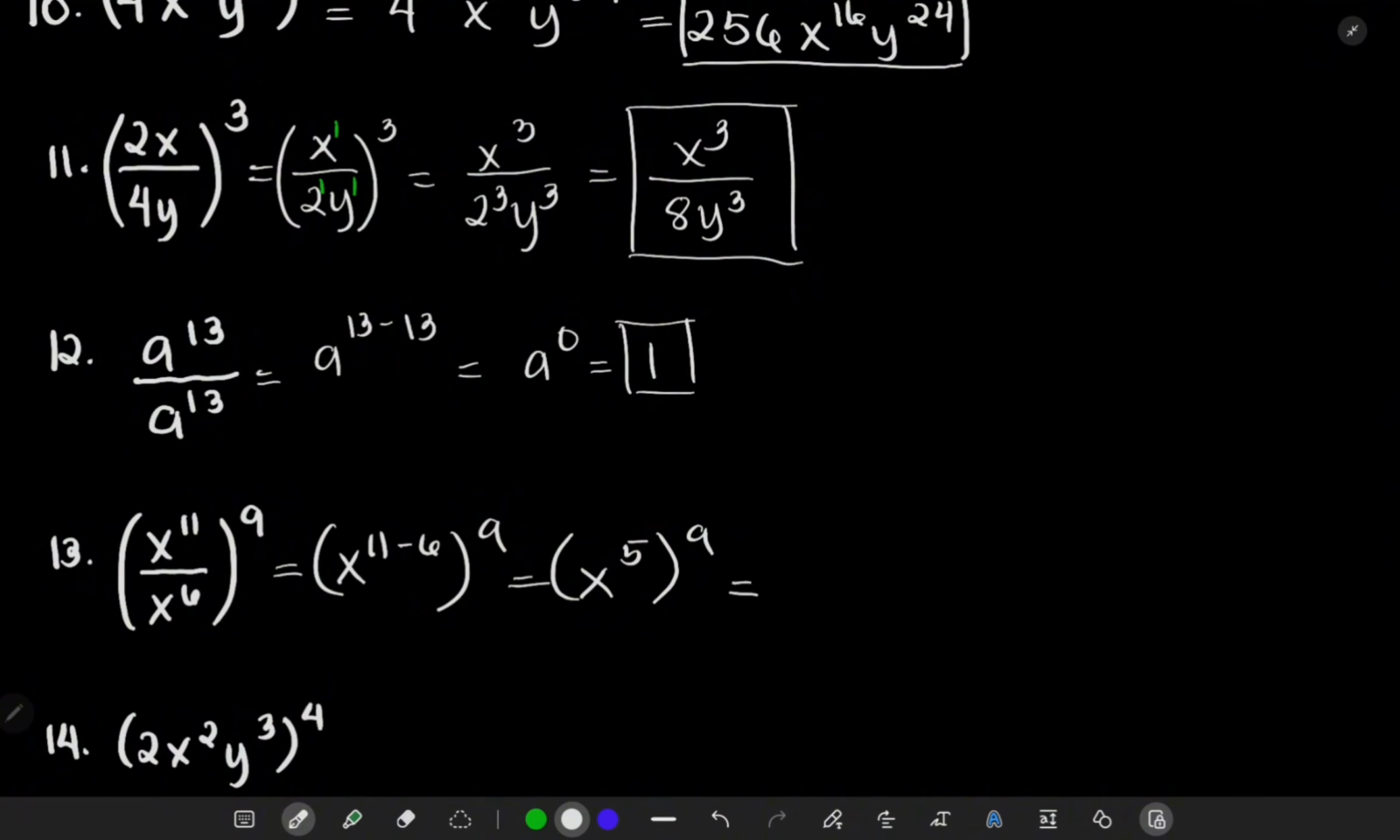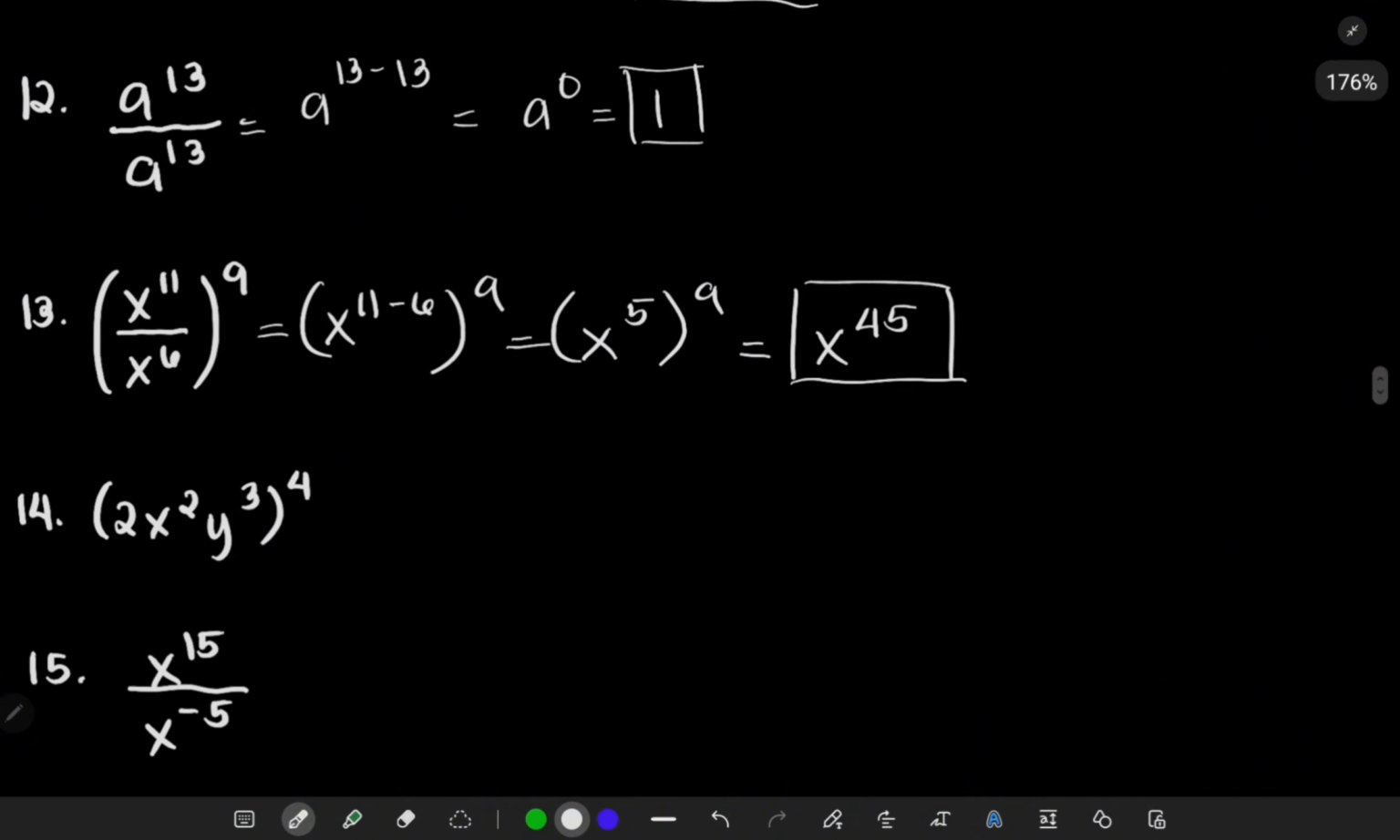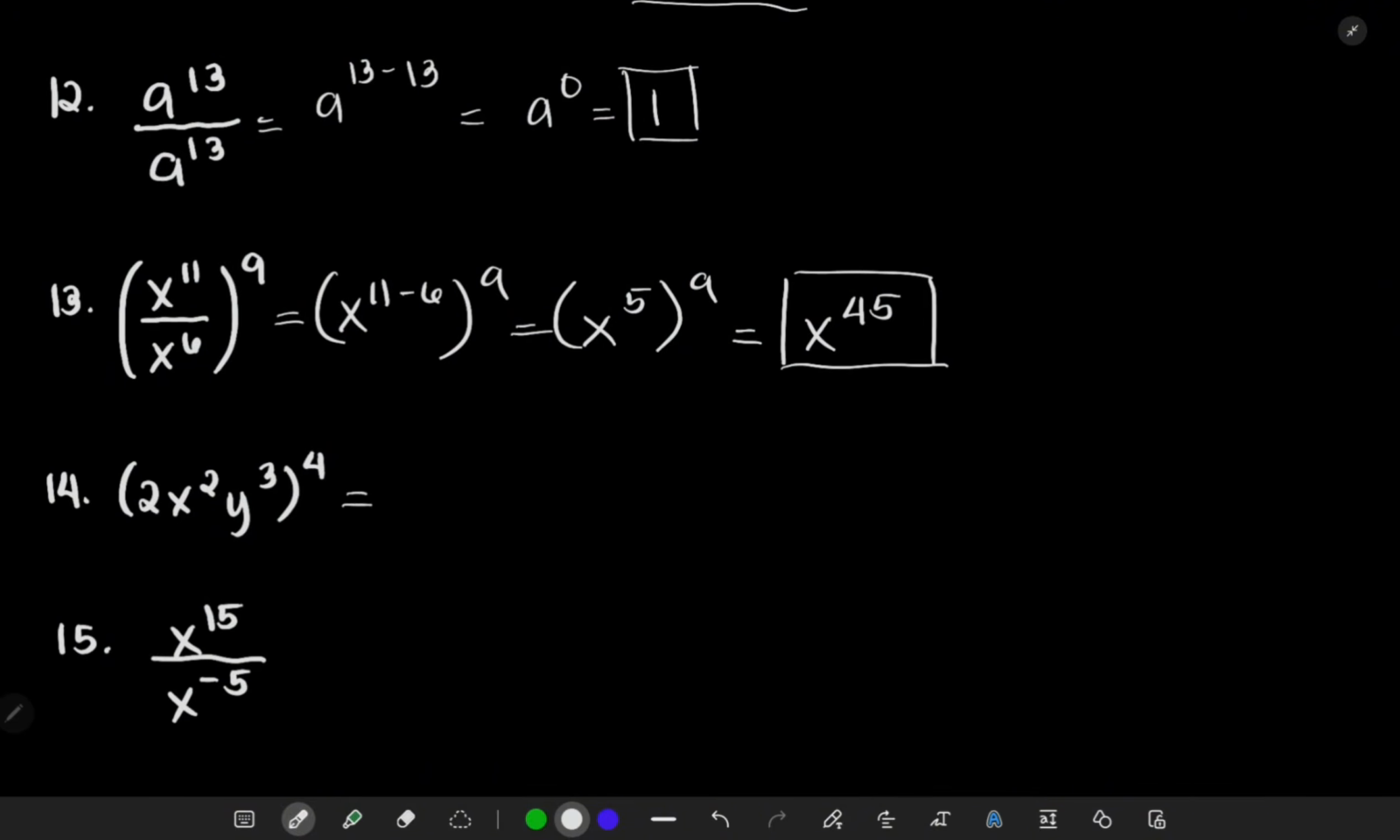Now we can use here the power rule. So we have x raised to 5 times 9, so that is 45. Number 14, so we have the invisible 1 dyan. So that is equal to 2 raised to 1 times 4 is 4. X raised to 2 times 4 is 8. Then 3 times 4 is 12. 2 raised to 4 is 16.